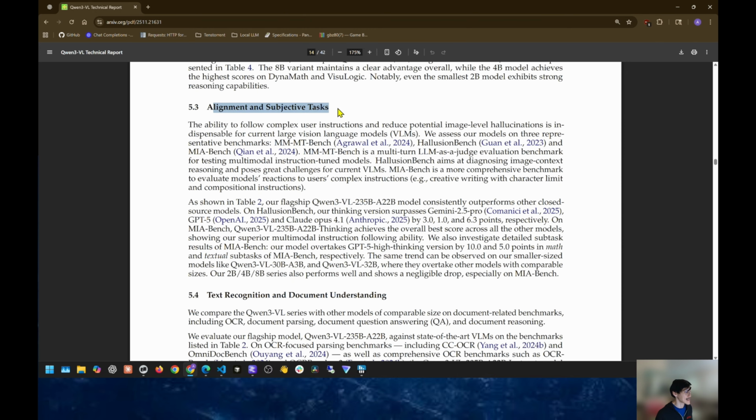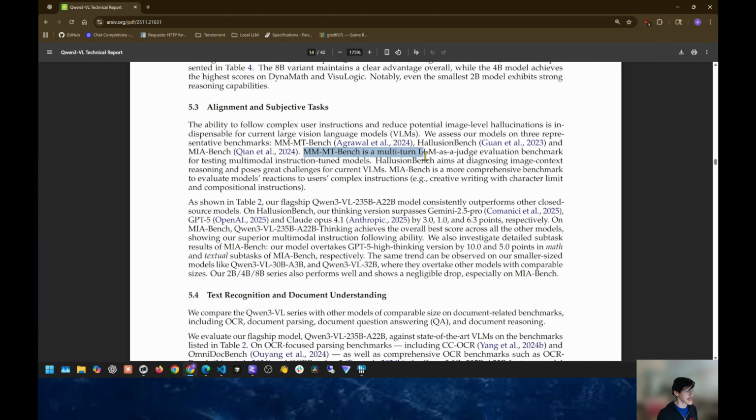Alignment and subjective tasks. The ability to follow complex user instructions and reduce potential image-level hallucinations is indispensable for current large vision language models. We assess our models on 3 representative benchmarks: MMMT Bench, Hallution Bench, and MIA Bench.